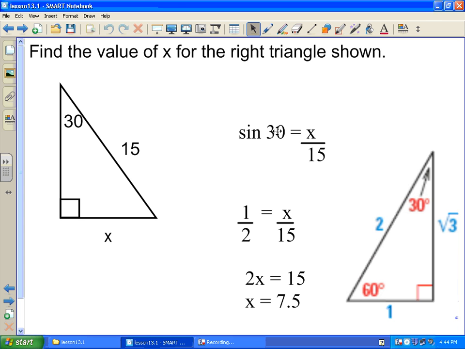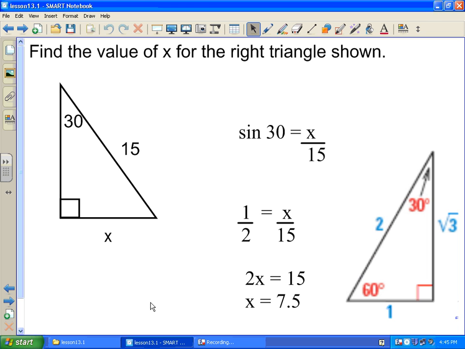of 30, well, that's just 1/2, because I can refer to my 30, 60, 90 triangle and say in a 30, 60, 90 triangle the ratio is 1 for the short leg, 2 for the hypotenuse, √3 for the longer leg. So the ratio for sine of 30, opposite over hypotenuse, sine of 30 is 1/2. So I can substitute, replace sine 30 with 1/2. Now I can cross multiply and solve for x and I get 7.5.